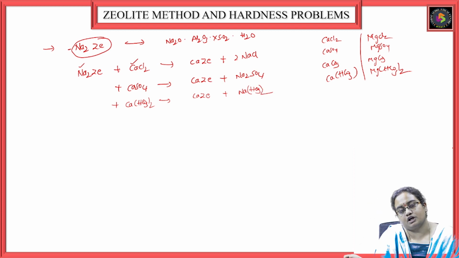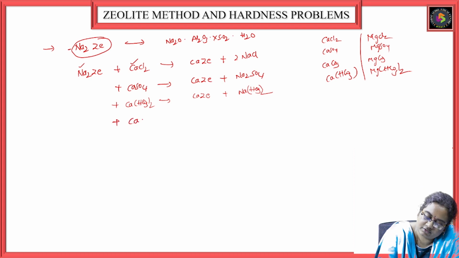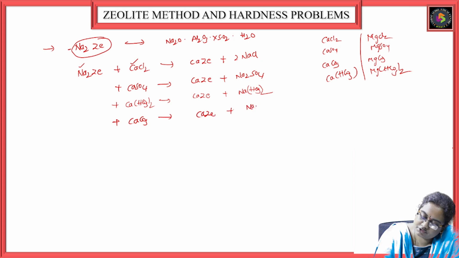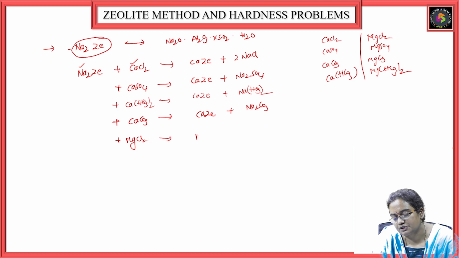Suppose it is reacting with carbonates, then also the same. We are going to get Na2CO3. When it is reacting with CaCO3, you will get CaZe plus Na2CO3. Similarly, with magnesium also, the same thing will happen. Instead of calcium, you will get magnesium zeolite plus NaCl.